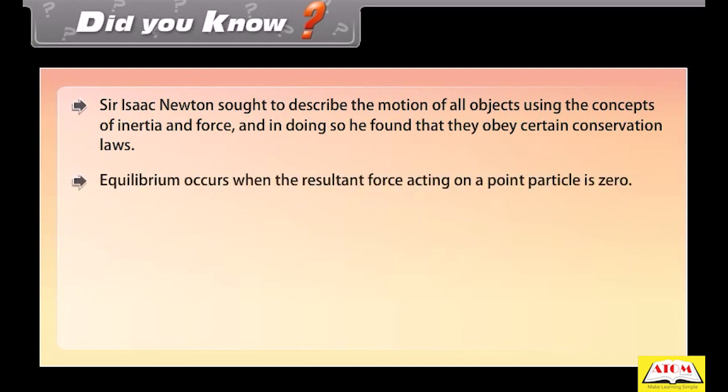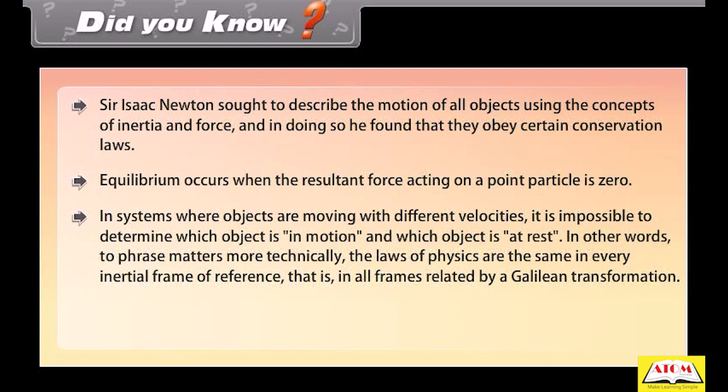Equilibrium occurs when the resultant force acting on a point particle is zero. In systems where objects are moving with different velocities, it is impossible to determine which object is in motion and which object is at rest. In other words, to phrase matters more technically, the laws of physics are the same in every inertial frame of reference, that is, in all frames related by a Galilean transformation.